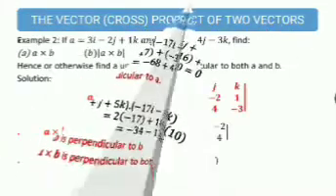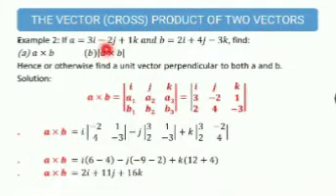Now, let's see another question. Example 2. If A is this, B is this, find A cross B, then find the modulus of A cross B. To find A cross B, I think that one everybody can do. Just substitute the values into this formula. So we have 3, minus 2 and 1. Then we have 2, 4 and minus 3.